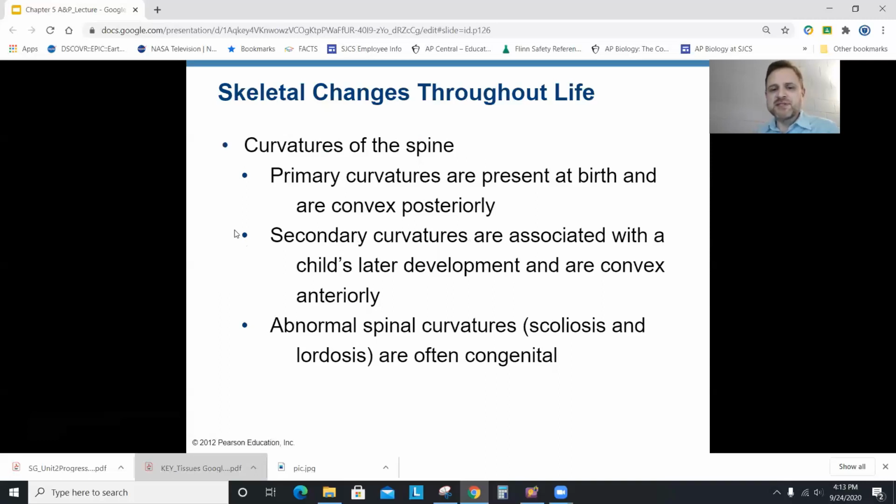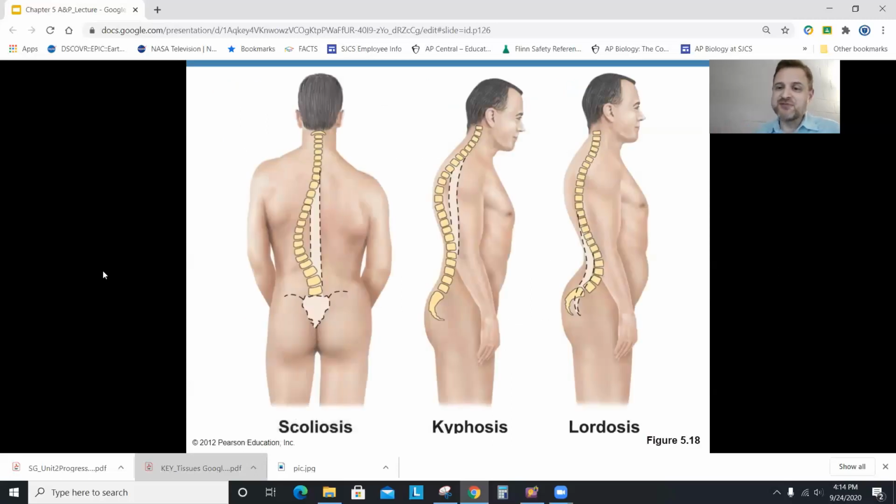I mentioned on a previous slide the normal curvatures of the spine. The primary one is when you're a baby. Picture a baby on its belly. It has a C-shaped curvature of the spine. The secondary curvatures develop as you get older, and in your lower back the curvature goes back in. So the spine curves outward at the top toward the back and curves inward at your lower back, anteriorly. Here we have three examples of different abnormal curvatures of the spine.